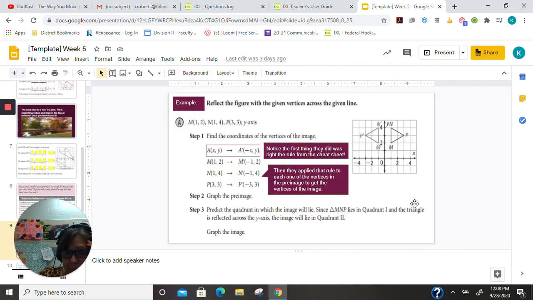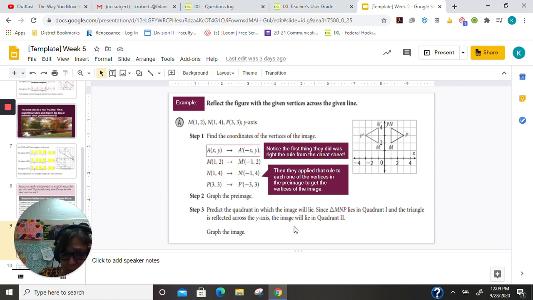So M is 1, 2, and since the rule was to go to negative x, y, then that 1 is going to become negative and 2 is going to stay the same. So 1, 2 maps to negative 1, 2. N is at 1, 4, so it maps to negative 1, 4. P is at 3, 3, so it maps to negative 3, 3. So then just go back and graph all of these, and you have a reflection across the y-axis. So this is the pre-image, the one that you started with, that you were given, and this is the image that you found by reflecting across the y-axis, and you did that by using the rule.